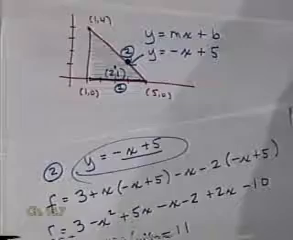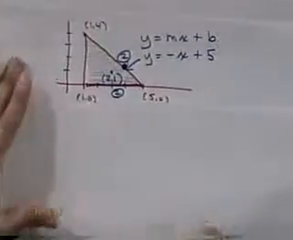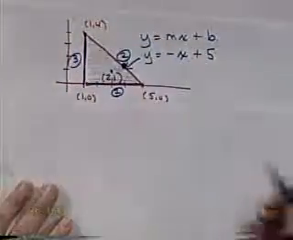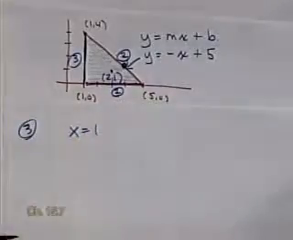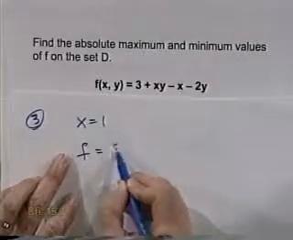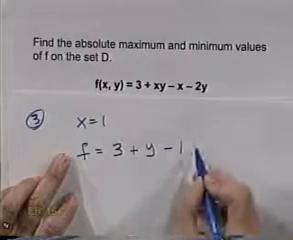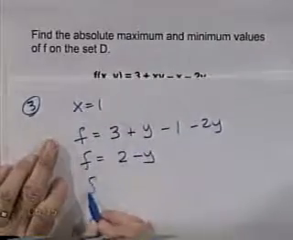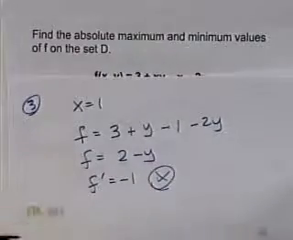All right, now we have border 3 yet to see if it will give us anything extra. Now border 3 is along here. That's a vertical line. All of them have an x-coordinate equal to 1. So for border 3, we're going to plug x equals 1 back into the function. And we have f is equal to 3 plus 1 times y minus 1 minus 2y. So we have f is 2 minus y. F prime is a negative 1, which can't equal 0. So we get no extra points.